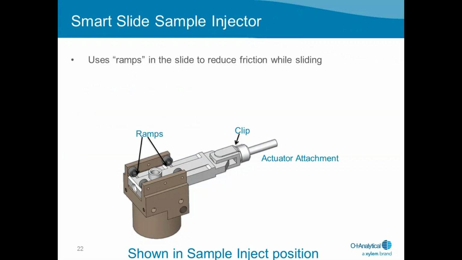The Model 1080 combustion tube uses ramps in the slide to reduce friction while sliding across the sealing surfaces. So why is this important? If you see here, the ramps with this slider in the inject position are pressing down on the O-rings, which are just below this injection point. As this slide moves back and forth to load sample and inject sample, it lifts off the sealing surface, thereby reducing the friction of the slider across the valve surface.